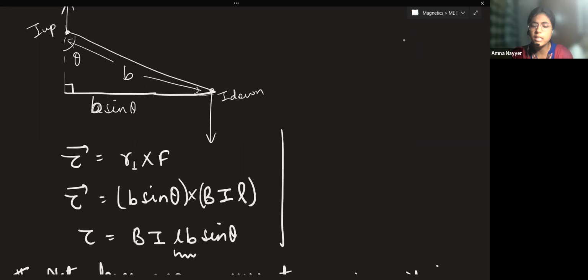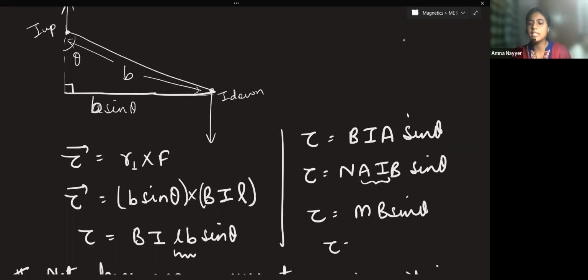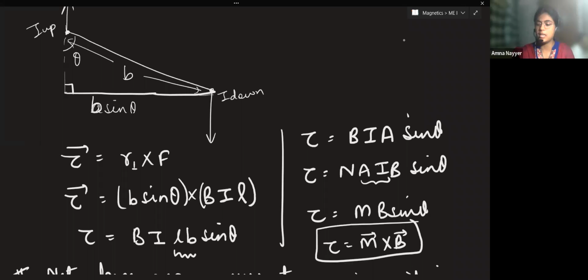Now length into breadth will give me what? Area of the coil. So this becomes B I A sine theta. Number of turns that are present, N A B I sine theta. If you look at this carefully, A into I, this is the magnetic dipole moment. Just now we have studied this. So it is M B sine theta, or you can write it as M cross B. Because sine theta is written when two vectors are there, and for N number of turns you can multiply by N. This is a very short derivation, but this can be asked to you.